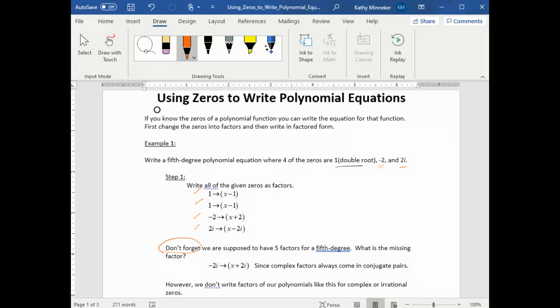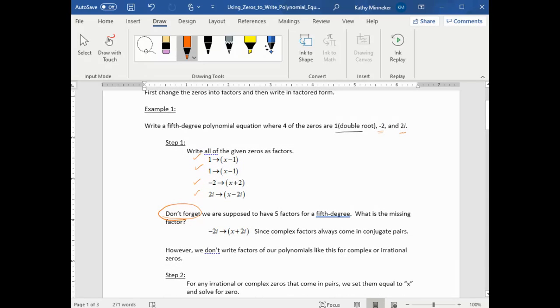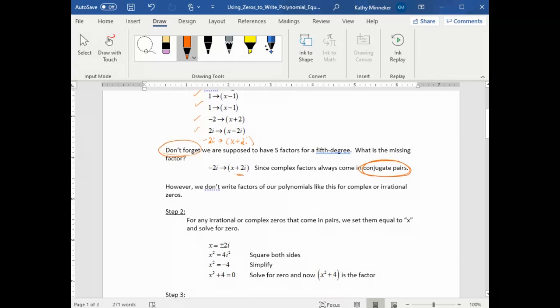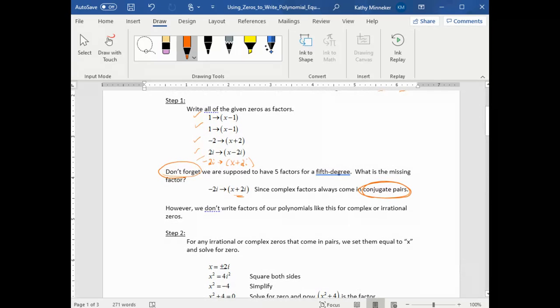But if you remember, please don't forget, when we have imaginary solutions, they do come in pairs. So not only do we have 2i, we also have negative 2i, which, as is written here, becomes x plus 2i. Okay, so we do have that additional root. They always come in conjugate pairs. Please do not forget that. And this is a degree of 5, so you should have 5 different solutions: 1, 2, 3, 4, 5. So we have 5 factors. Once we have all of those factors, we are now going to multiply just like we did for our quadratics.